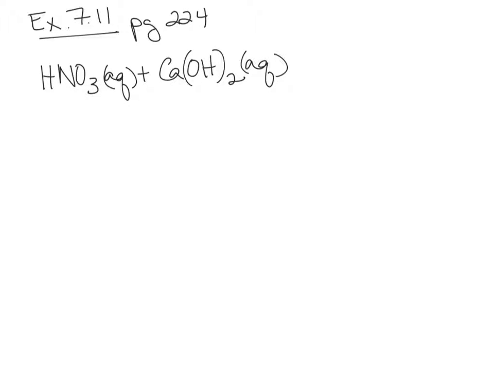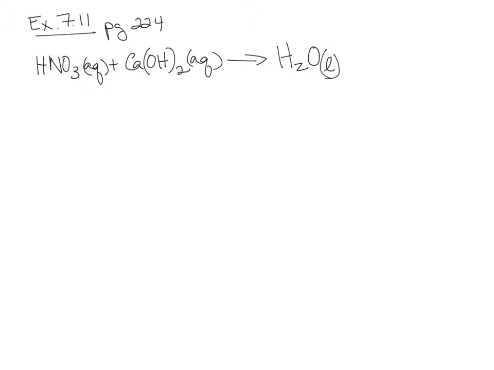First of all, this is an acid-base reaction because we have HNO3, which is nitric acid, and we also have calcium hydroxide, which is our base. Because this is an acid-base reaction, all acid-base reactions create water in its liquid form. So we can write water right away as one of the products.